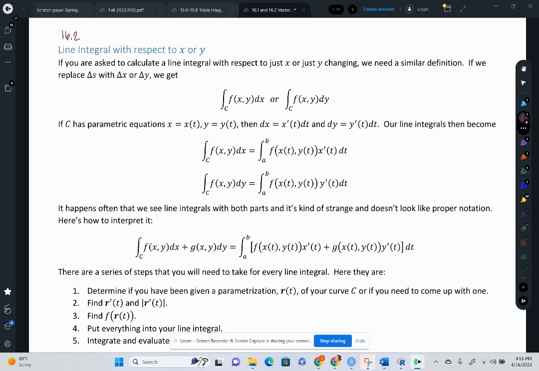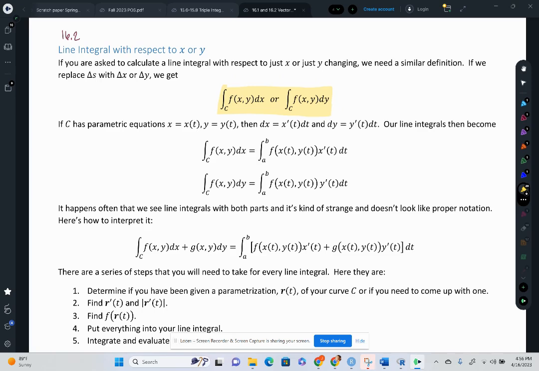So if we replace delta s with delta x or delta y, then we get these interesting looking integrals. And the reason I say they're interesting is because for somebody who doesn't know, it looks like I'm asking you to integrate a multivariate function with respect to only one of the variables. And I'm not, because if we did that, then we wouldn't get a numerical value. We would get, for example, with the dx, we would end up having y's still left, okay?